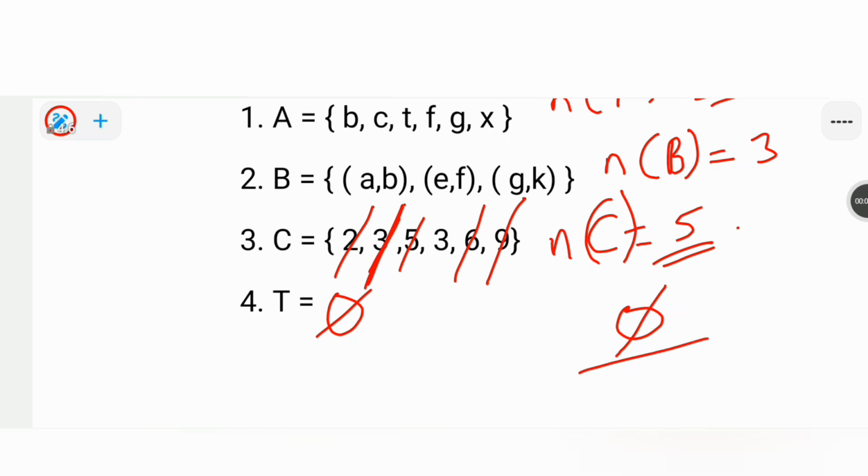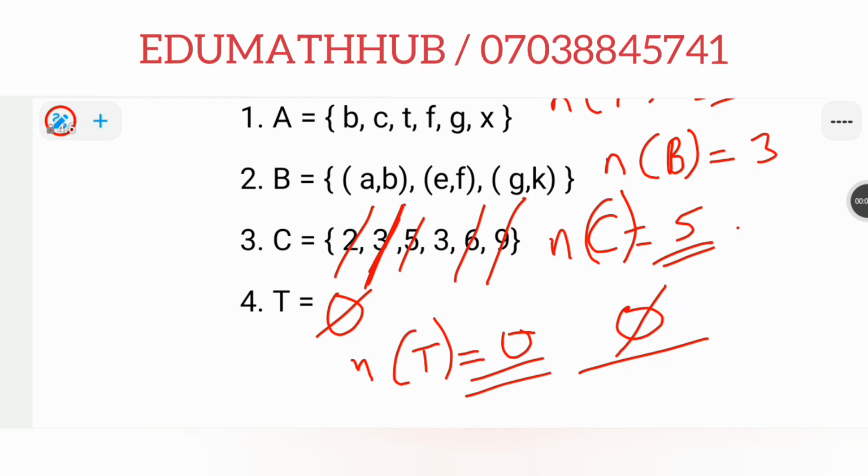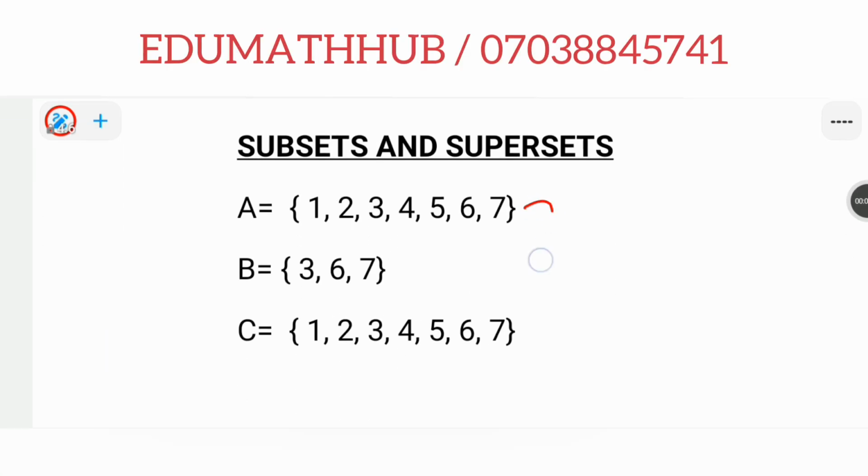A set that does not have any element. The set of goats that can fly is impossible, so it's an empty set. It does not have any element. So for this answer here, it will be n(T) equals 0. There's no element there, so that's going to be n(T) equals 0. Okay, so let's move on to the next part, which is subsets of a set and then supersets. I'm going to use these 3 examples to explain what subsets and supersets are.